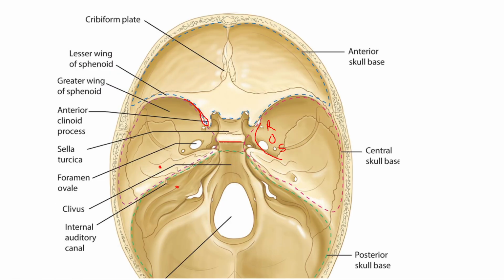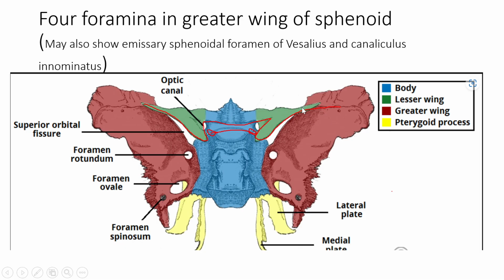Now the foramina we were talking about in the greater wing are the foramen rotundum, the foramen ovale, and the foramen spinosum. Here you can see the greater wing, which is forming the lateral part of the middle cranial fossa, and this is the foramen rotundum, the foramen ovale, and the foramen spinosum. Between the lesser wing and the greater wing there is a slit-like opening or fissure leading towards the orbit. So this is the superior orbital fissure.